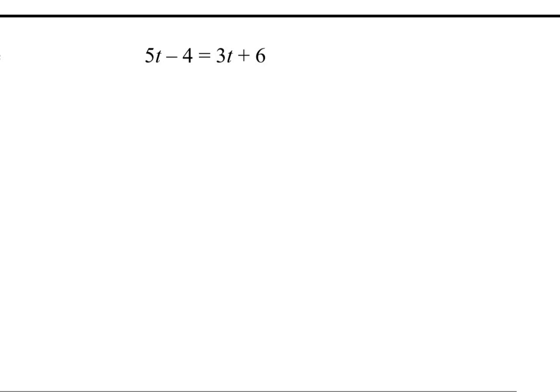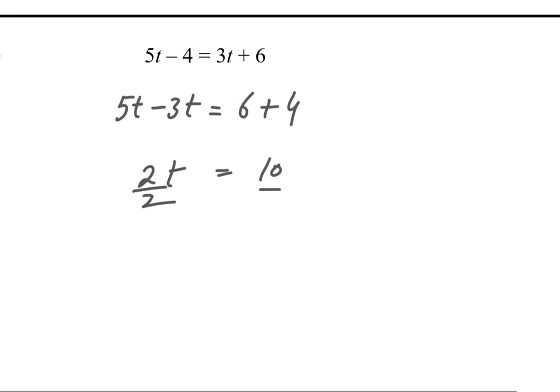So again, 5t, I'm going to bring 3t here, so this is plus here, this becomes minus 3t, equal sign 6, then minus 4 becomes plus 4. So 5t take away 3t is going to be 2t, 6 plus 4 is going to be 10, so I'm going to divide by 2 here, divide by 2 here, so t is going to be 5. Easy.